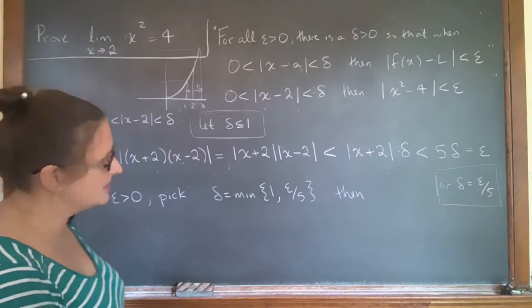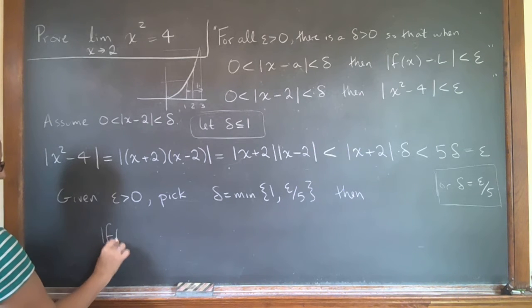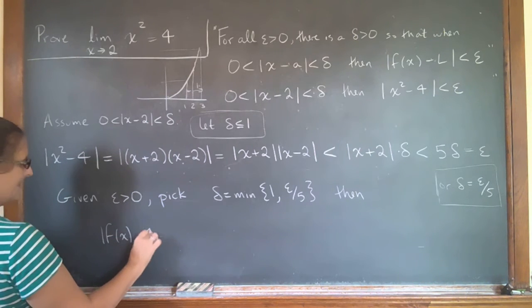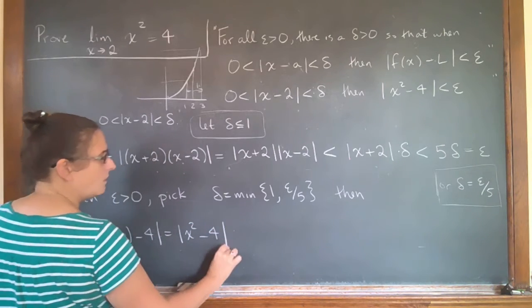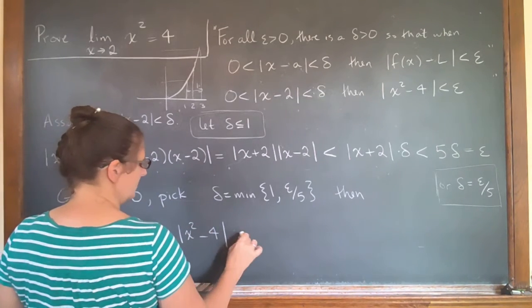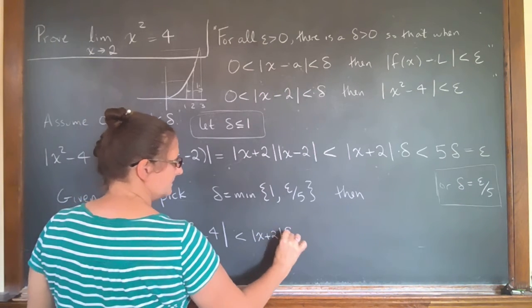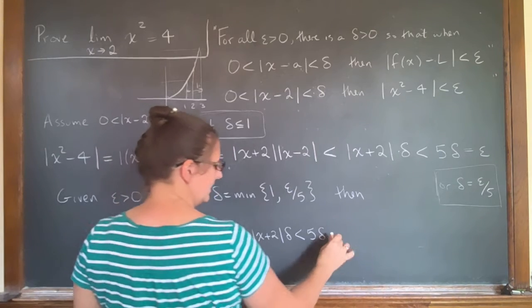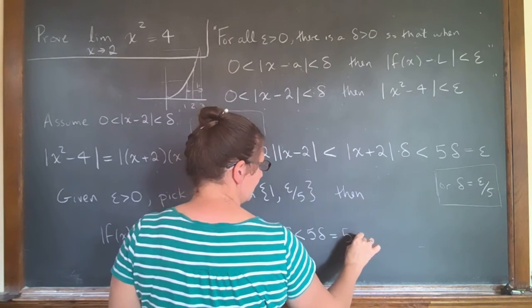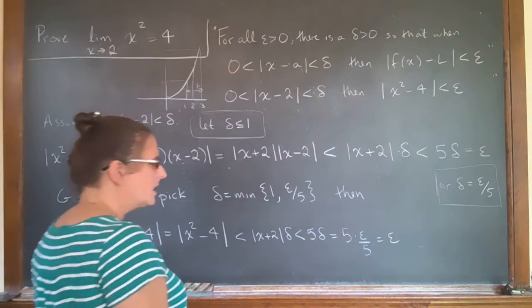So I can just rewrite it quickly. f of x minus 4, which is x squared minus 4, which is less than absolute value of x plus 2 times delta, which is less than 5 delta, right? Equals 5 times epsilon over 5, which is epsilon, right?